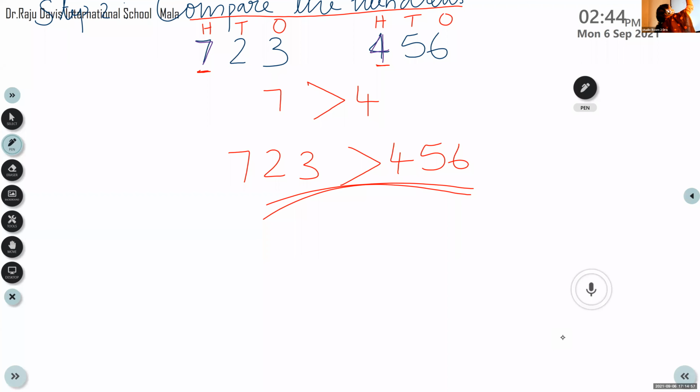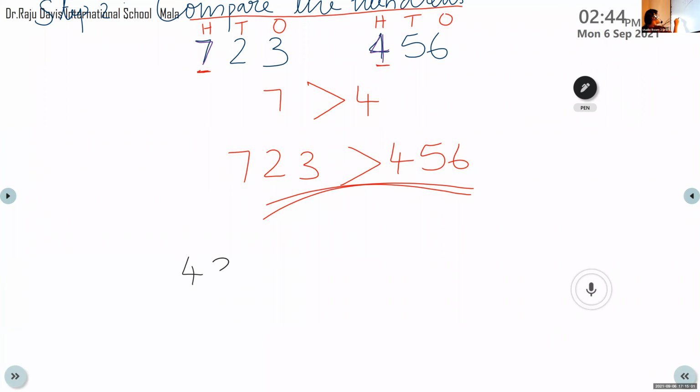The example is 436 and 412. Now let us compare these two numbers. What is the first step? Count the number of digits in the two numbers.